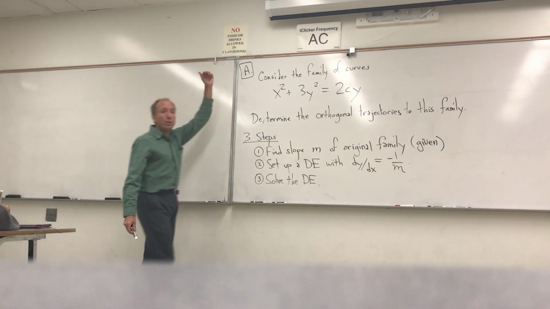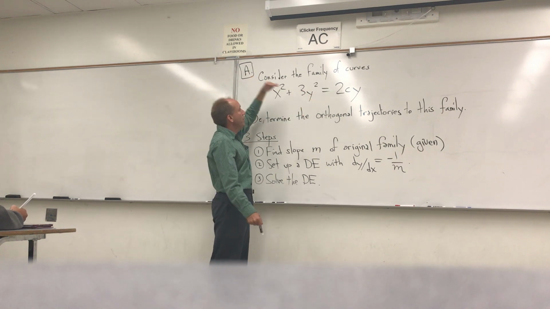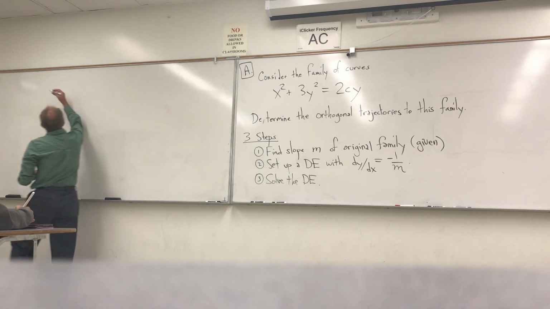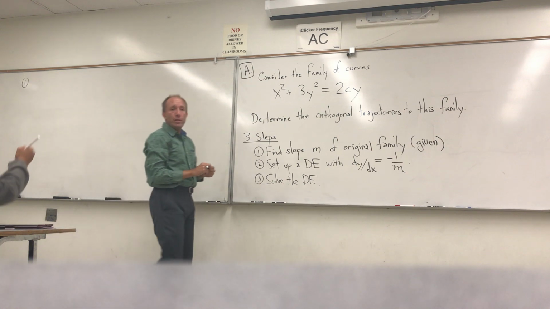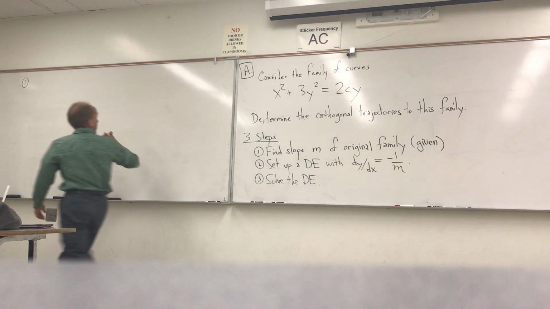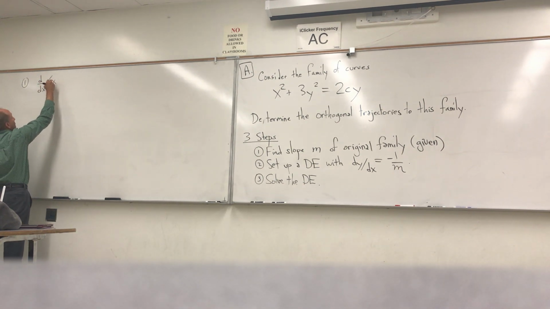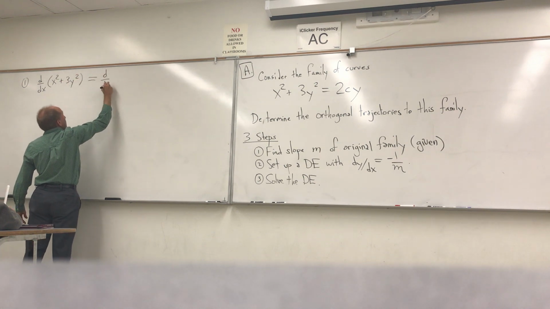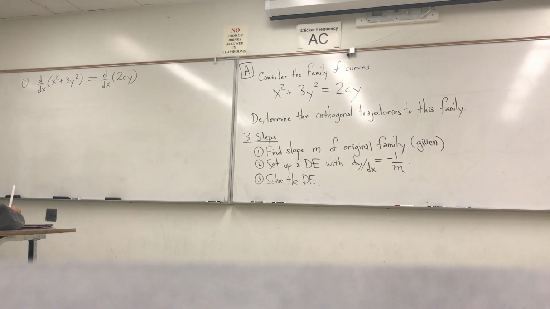So the slope of this original family. In other words, I need to know what is y prime for this family. And how do you suggest that I do that step? Anybody have an idea? Yeah, just take the derivative of both sides with respect to x. That's exactly right. So I'm going to do d dx of the left side, right? And that has to equal d dx of the right side.